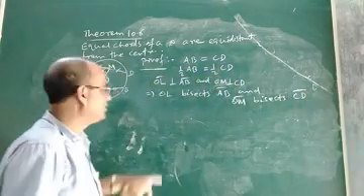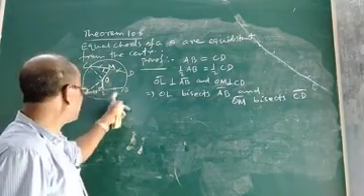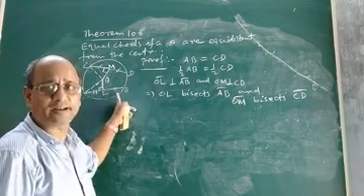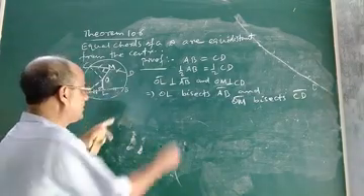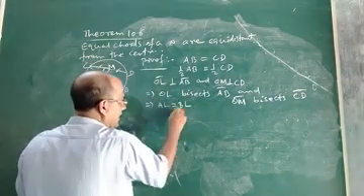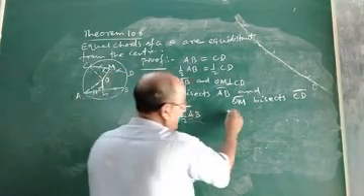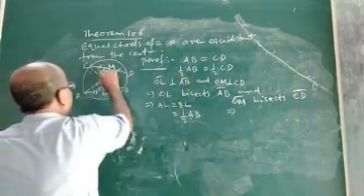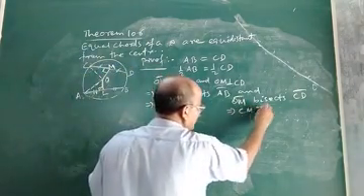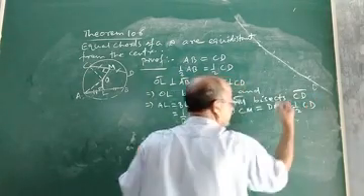Now if OL bisects AB, what will happen? AB will be divided into two equal halves or parts. That means AL will be equal to BL, and each one will be equal to half of AB. Similarly, if OM bisects CD, then CM and DM will be equal. That means CM equals DM equals half of CD.